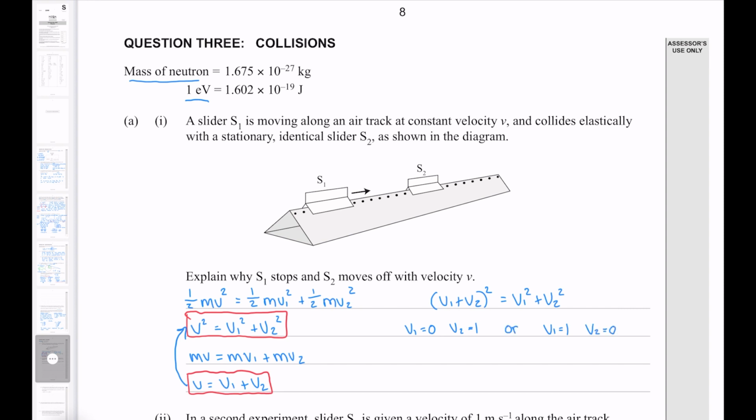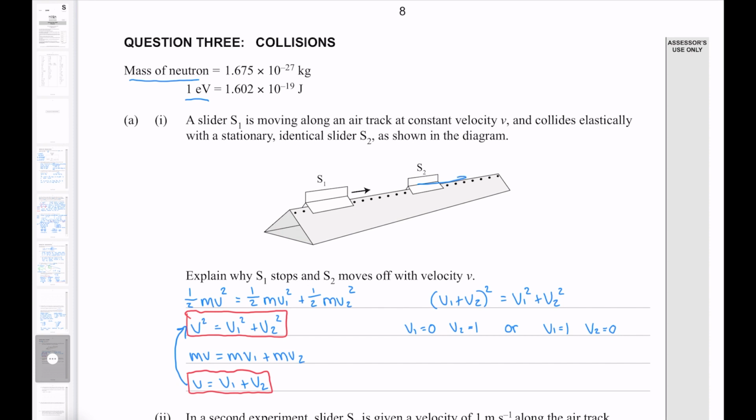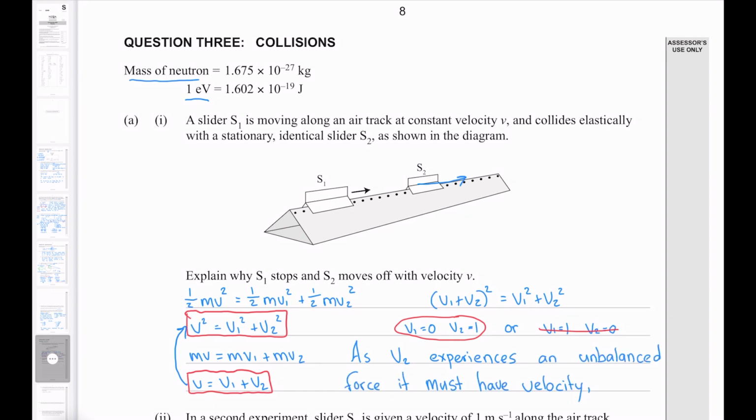Now, because our second slider experiences a force in this direction, it has to move. We have to have a scenario where our second slider moves, which means that this solution isn't possible, and therefore we must have this one. As S2 experiences an unbalanced force, it must have velocity. Thus V1 equals 0 and V2 equals 1 is the only possible solution. Now, as a side note, 0, 0 is also a potential solution to this equation, but that of course cannot apply here for the same reason I gave below.